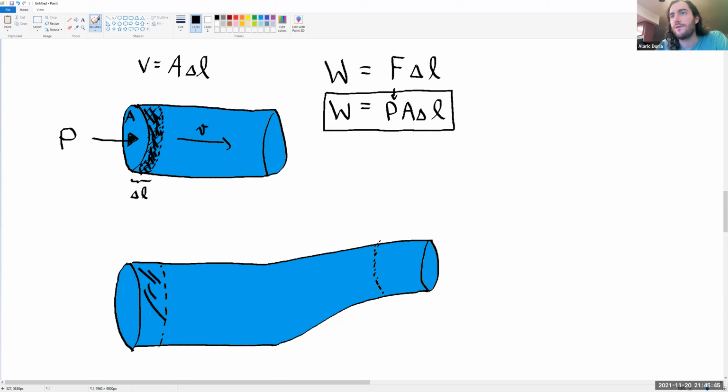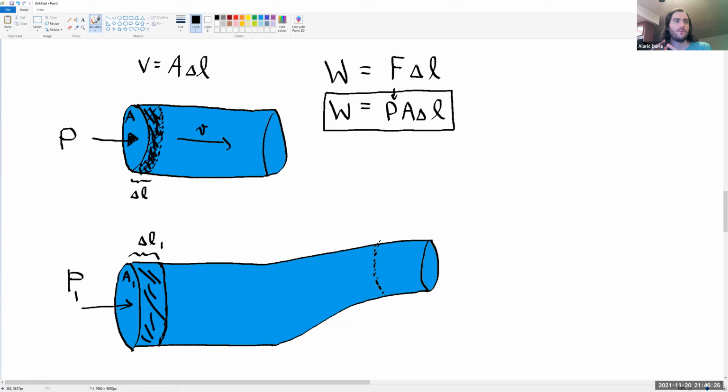Okay, so this is our region from before right here. So this is our delta L. Same pressure here, same cross-sectional area here. But now let's put a subscript of 1. Now suppose we were to track this fluid through the pipe. So if we did work to move the fluid, we want to follow that fluid through the pipe.